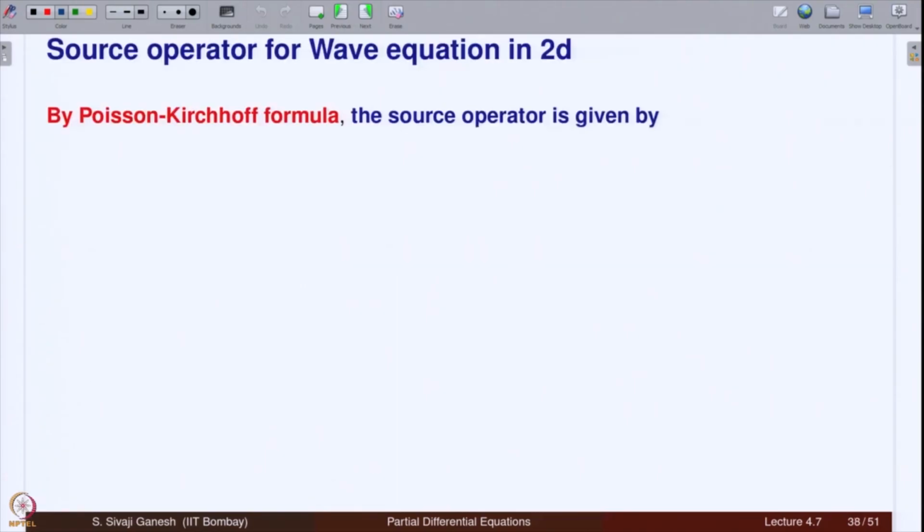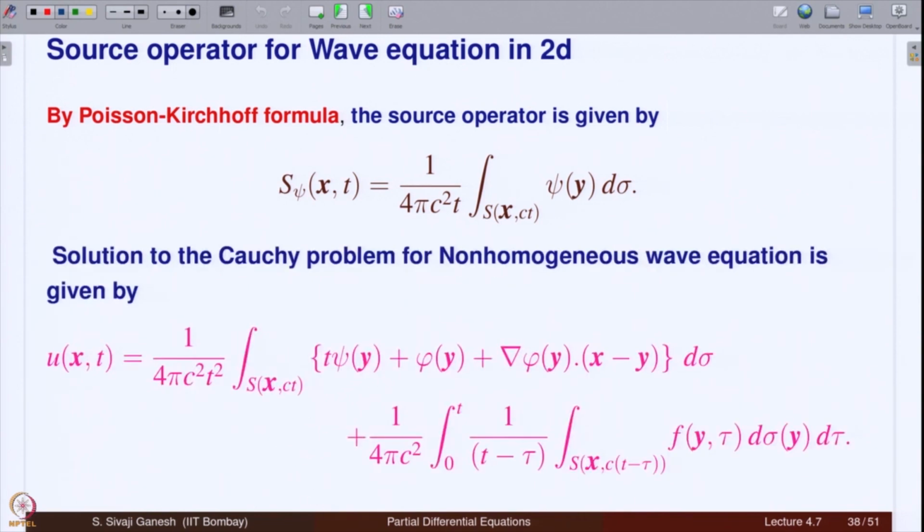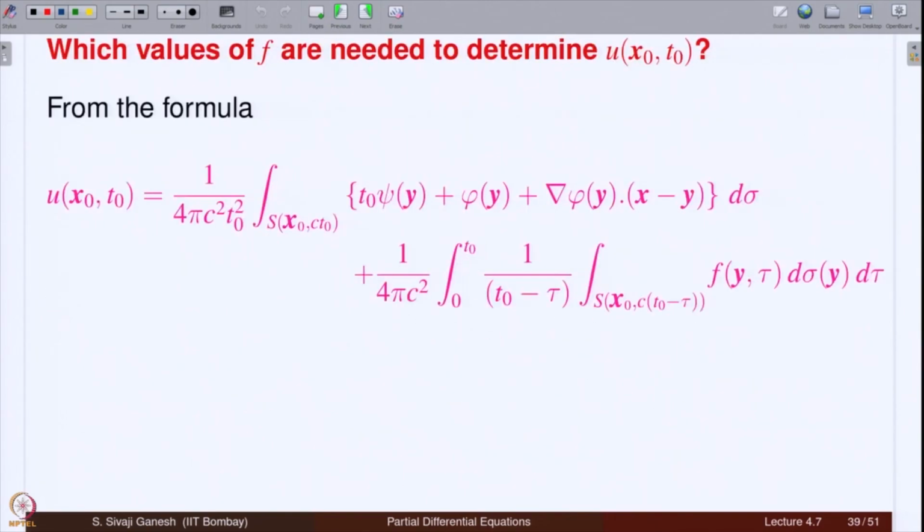Let us move on to 3 space dimensions. Again from the Poisson-Kirchhoff formula in 3 dimensions, S psi has this expression, and therefore by the Duhamel principle U has this expression. Now which values of f are needed to determine U at the point x0, t0? That is a question we ask. So we write the expression for U of x0, t0. Of course f is not coming here, but if you ask what values of psi and phi are needed, it is clear that we need the values on the sphere of radius ct0 with center x0. What are the values of f which are needed? That is what we are asking here.